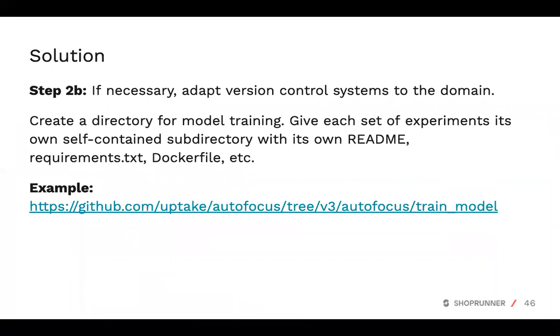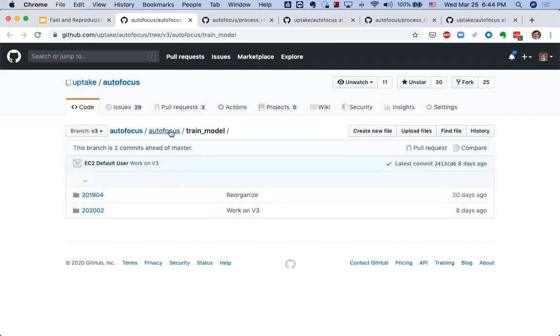Okay, and then in addition, again, you're going to have this space where you do your model training. Within that space, I would give each set of experiments its own self-contained subdirectory with its own README, requirements.txt, Docker files, and so on. Right? This isn't code that evolves linearly and the new code replaces the old code. When you start a new experiment, it's really like a whole new thing. It should probably be its own self-contained directory. So like in autofocus, in the train model directory, we have these directories named for the month when we started working on them.